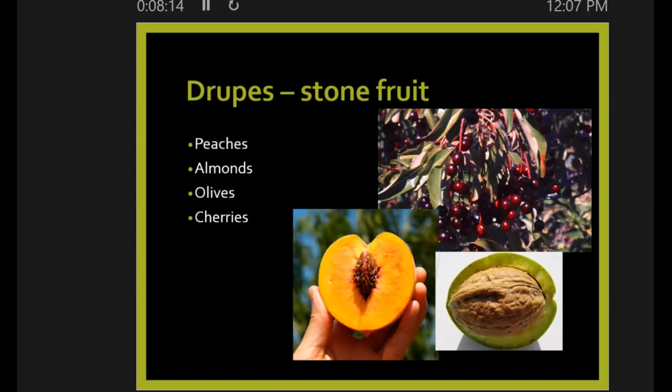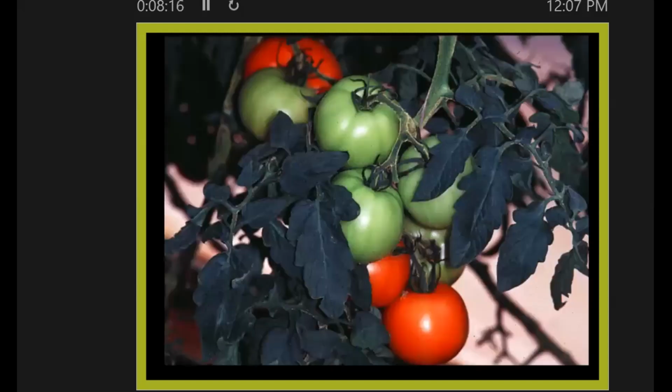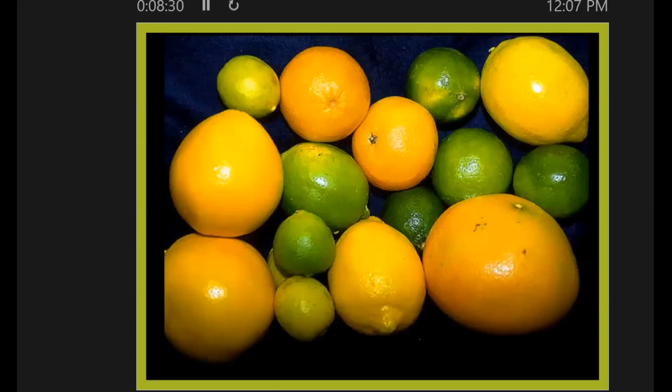Cherries fit into that too. And then tomatoes, a lot of people, of course, would refer to that as a vegetable, but technically it's a fruit. It comes from a fertilized egg in a flower. And so that is a fruit. Of course, oranges, grapefruit, lemons, limes, they are actually called Hesperidium.